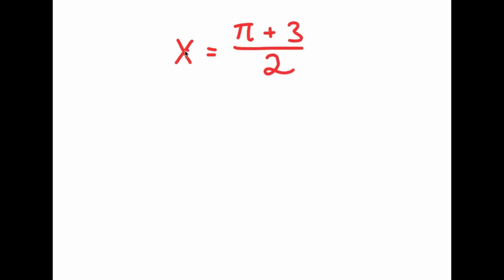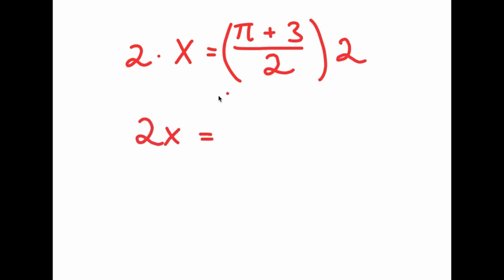So all I'm doing is giving a value to a variable, which is completely legal. Now what I'm going to do is multiply both sides by 2. So I get 2 times x is equal to (pi plus 3 over 2) times 2. Now, 2 times x is equal to 2x. So I get 2x is equal to, these two 2's cancel out, pi plus 3. So I get 2x is equal to pi plus 3.